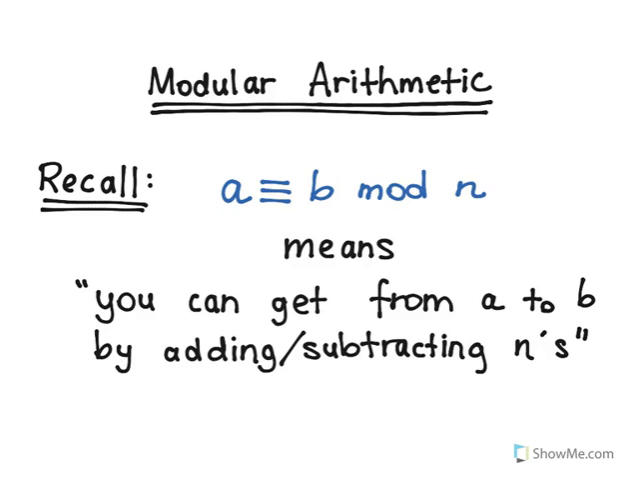What we said was that the statement A is congruent to B mod n means, at least roughly, that you can get from the number A to the number B by adding or subtracting n's. Now I want to return to that definition and make it a little bit more precise so that we have something a bit more concrete we can check to see whether or not it holds.